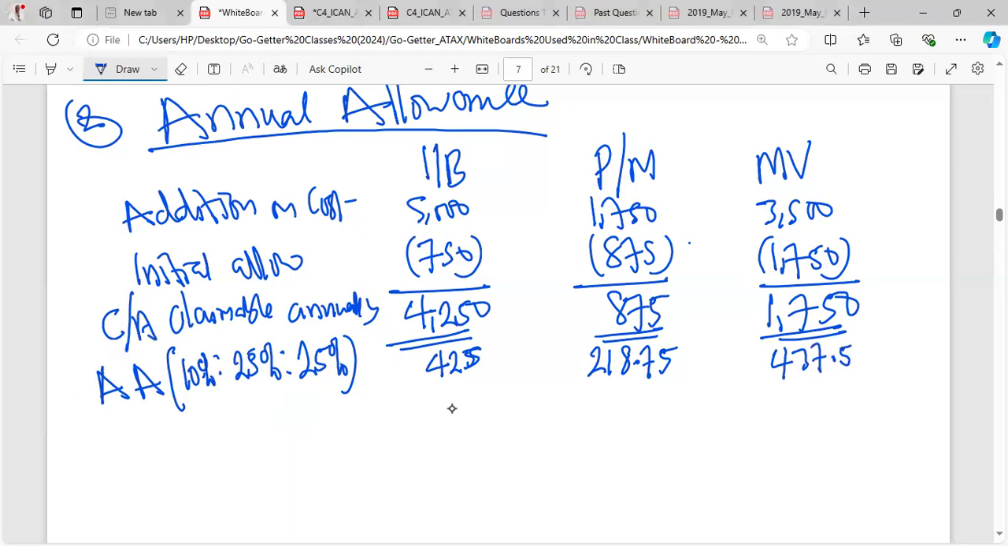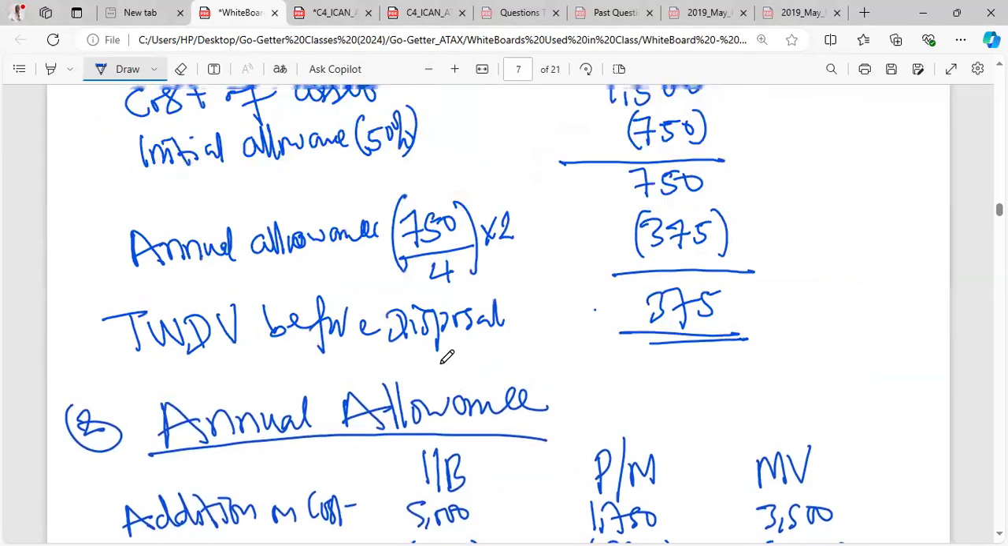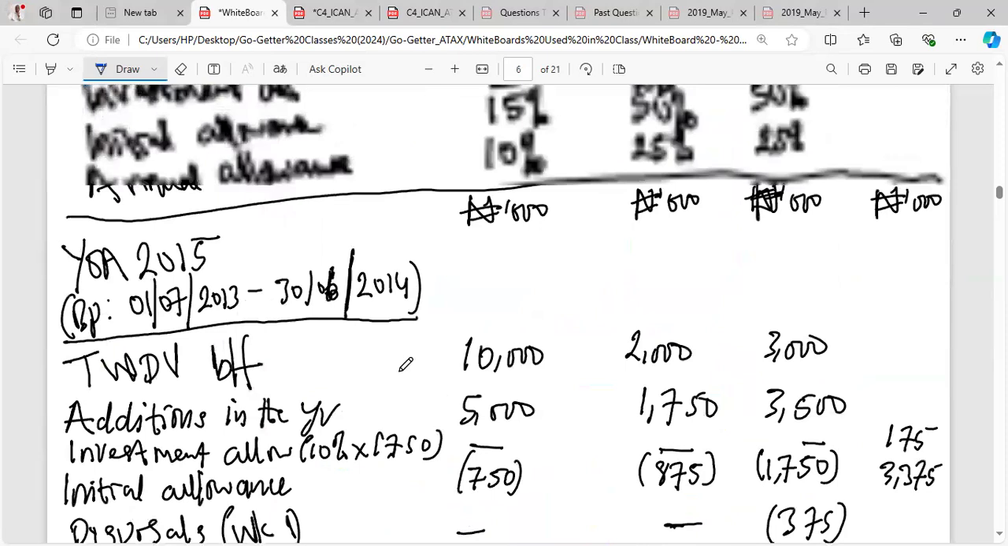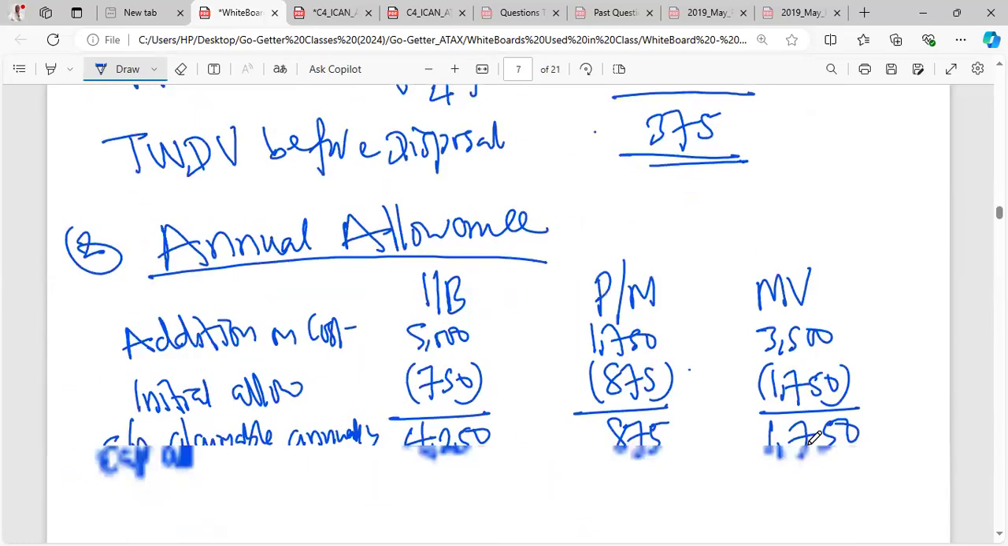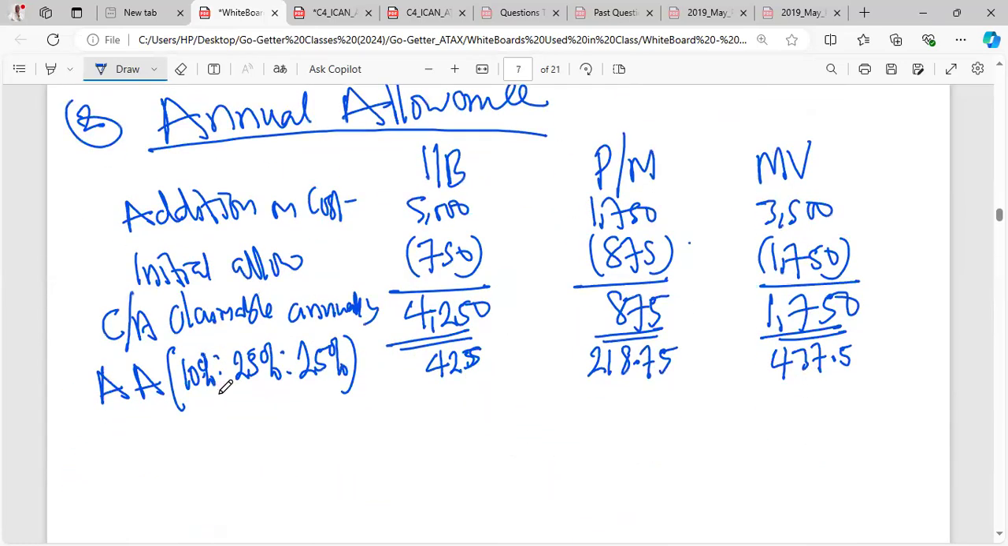437.5. And that's not all. You will now bring the other ones here. These are tax written down values, so that means these are assets. What we only did was the new asset that we bought. We've calculated their annual allowances. So these are annual allowances on additions that we bought.